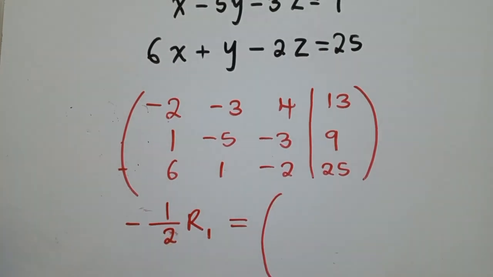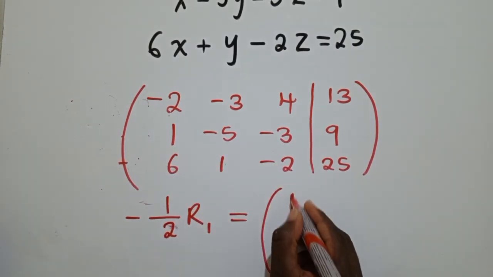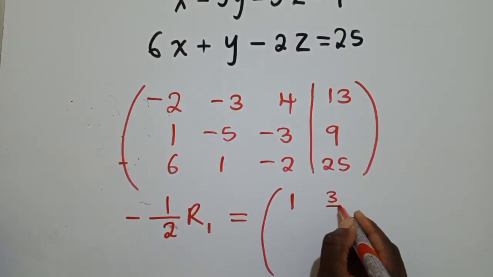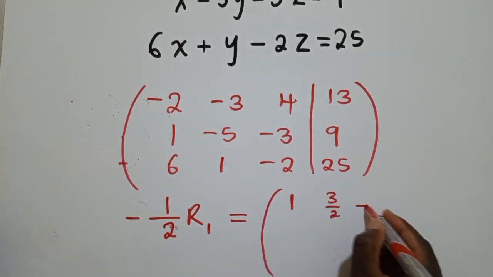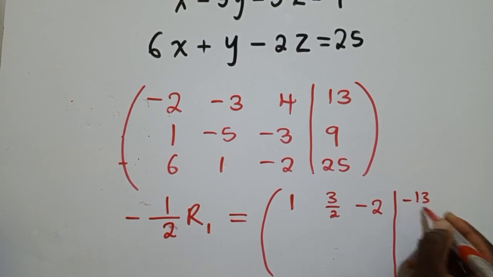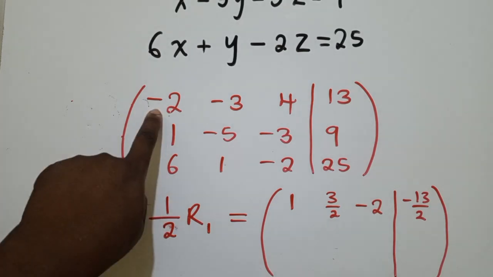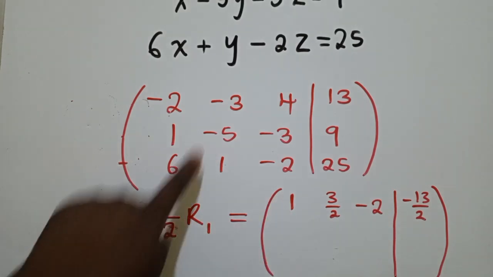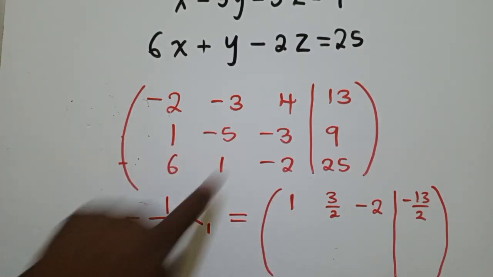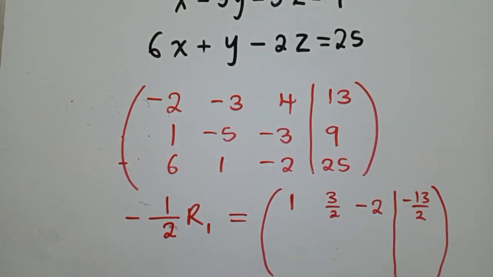So this will be like this. Here we shall have a 1. Here we shall have 3 over 2. Here we shall have a -2. And after the bar, we shall have -13 over 2. I hope you're able to follow what I've done. I'm just multiplying this by this, this by this, and this by this. It's what we've gotten here.